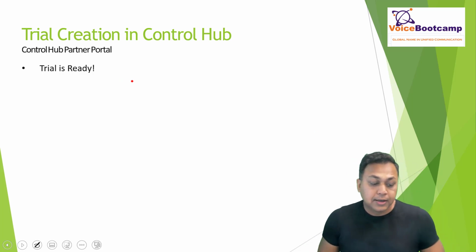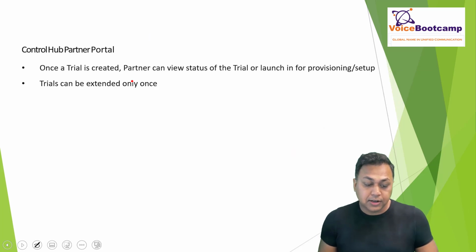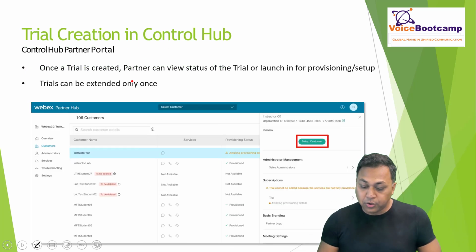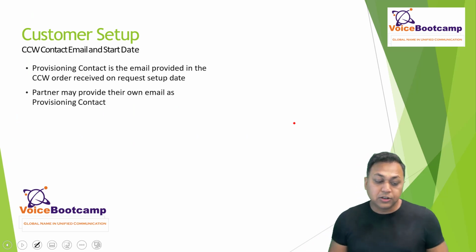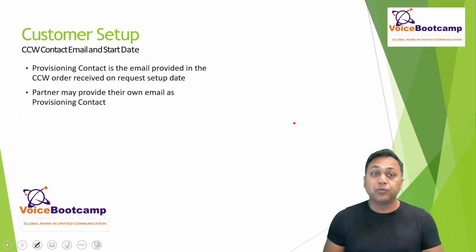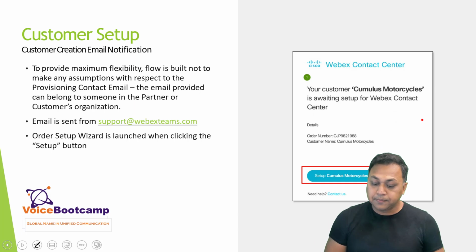previous lab. Once the trial is ready, you should set up the provision or do the customer setup. Simply going to set up the customers, start your billing information. Provisioning contact is the email that you provided in your Cisco Commerce order received, and partner may provide their own email address for provisioning contact. So here you will provide your provisioning email address.